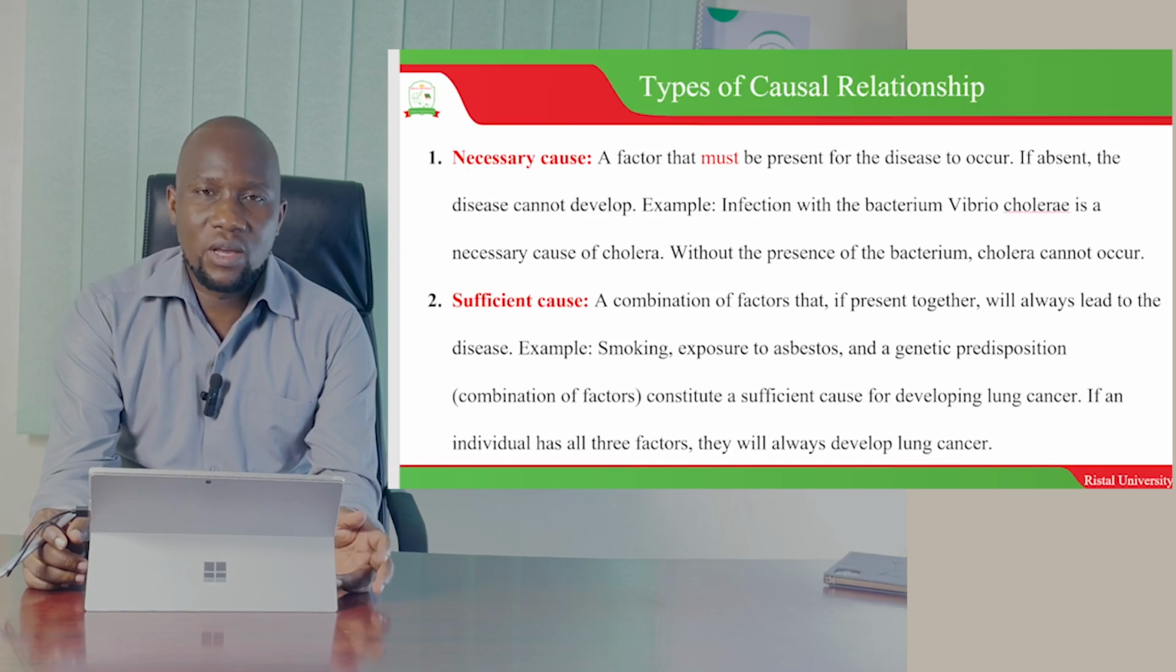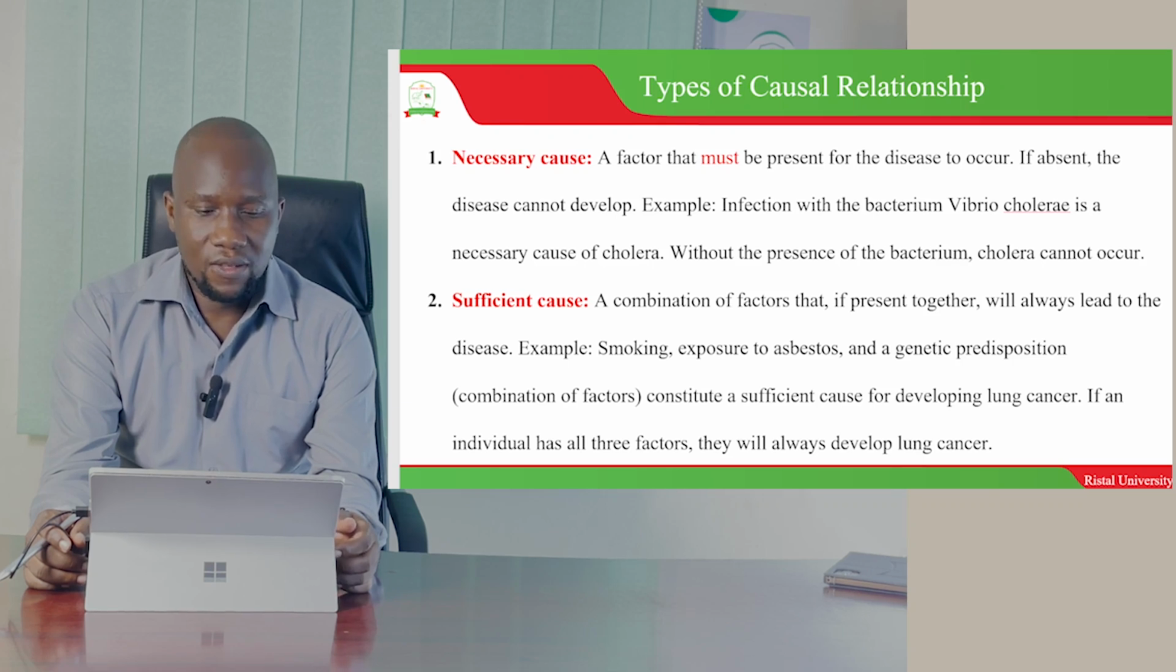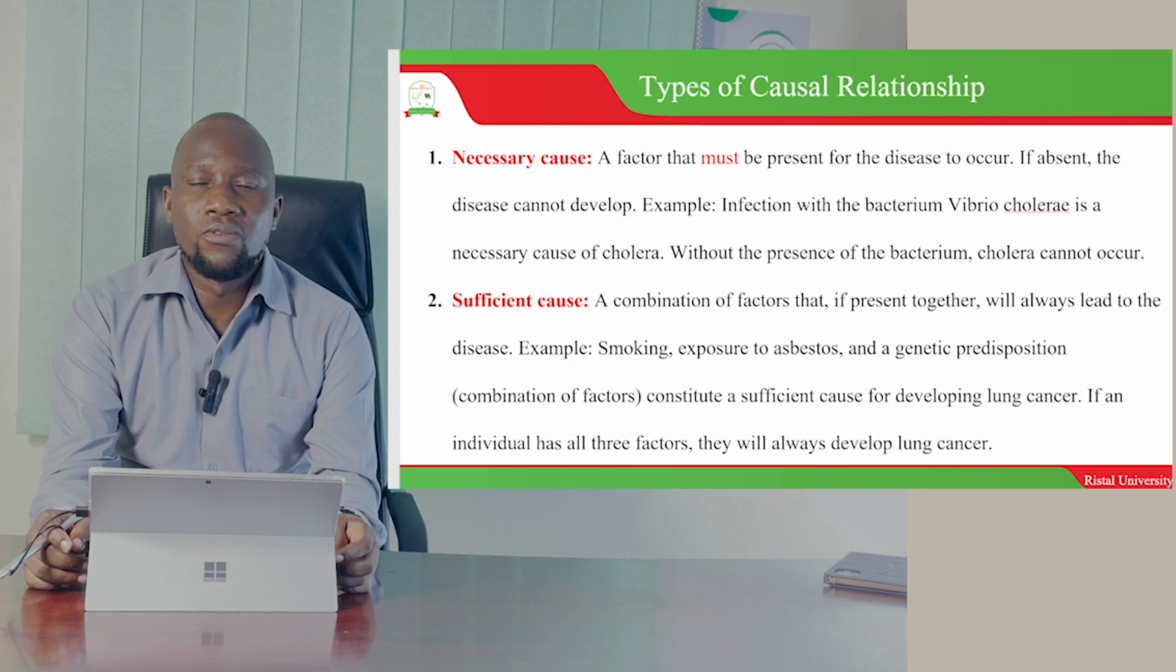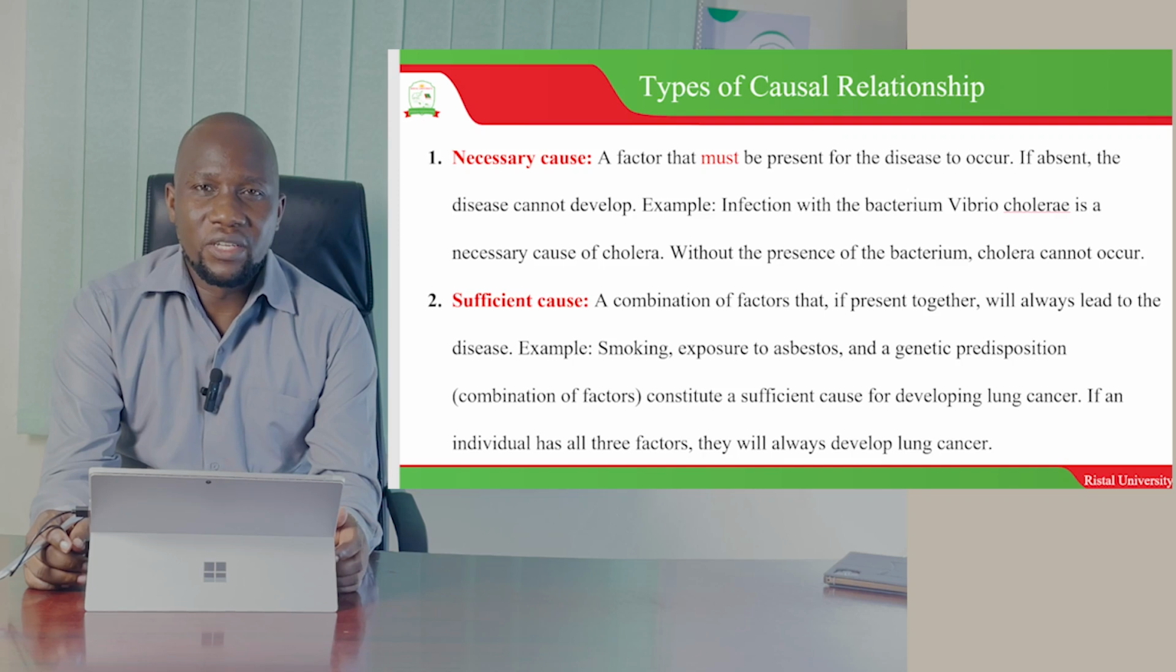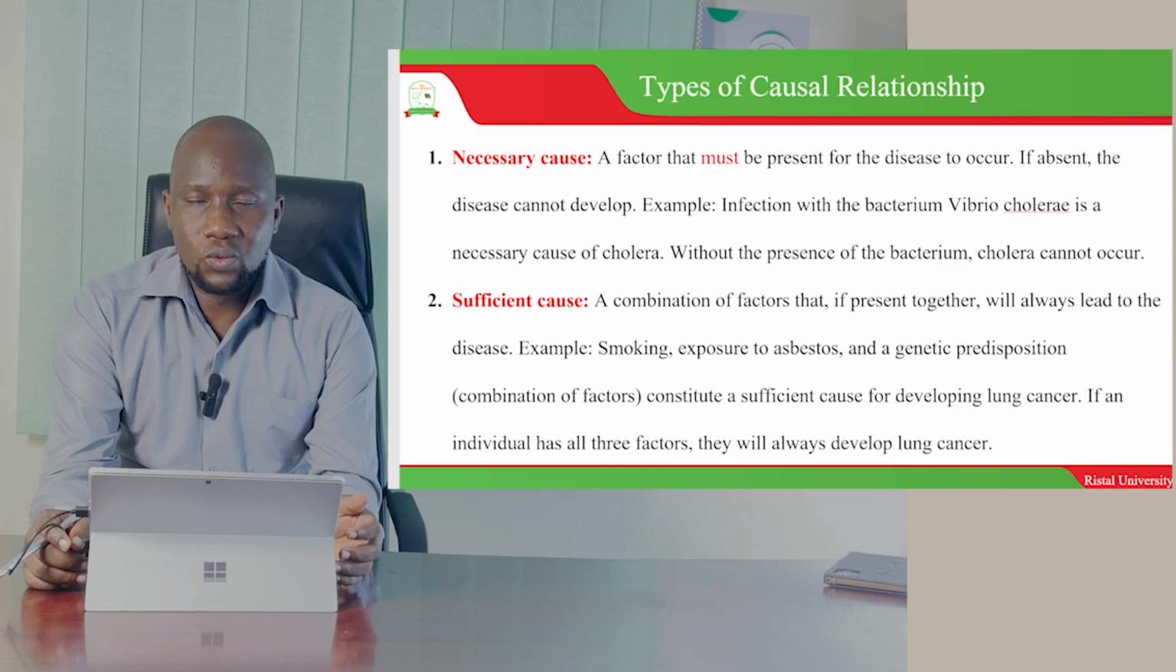So to understand the causal relationships further, we have some concepts that maybe we need to know. One is necessary cause. This is to say that that factor should be present for the disease to be there. Okay, so you cannot have malaria without you being infected by the plasmodium species. Okay, that is one point.